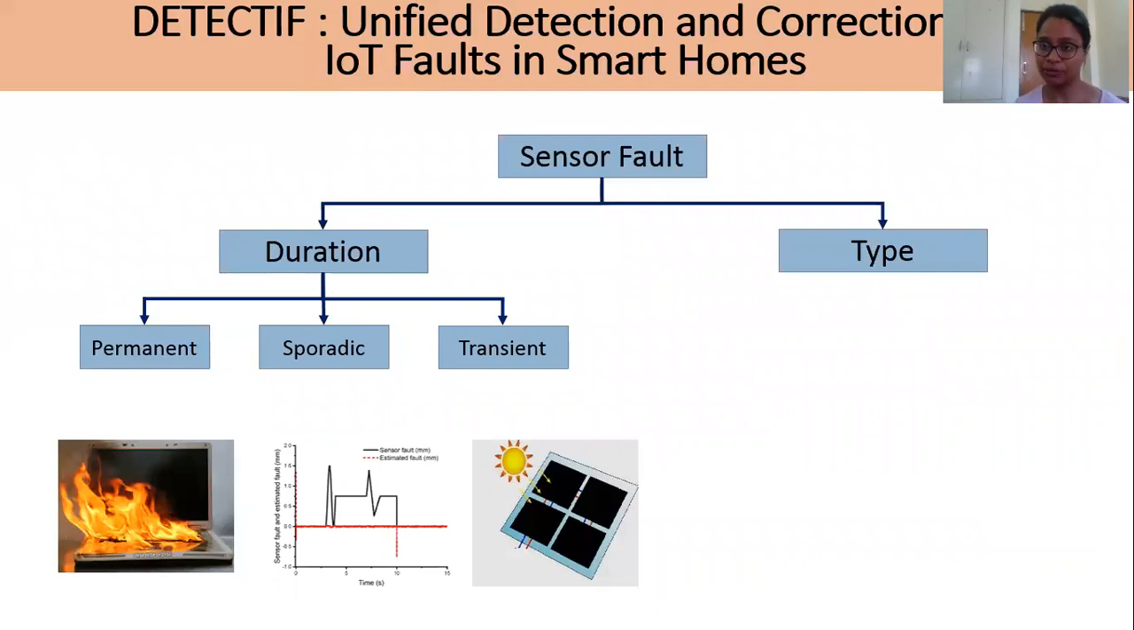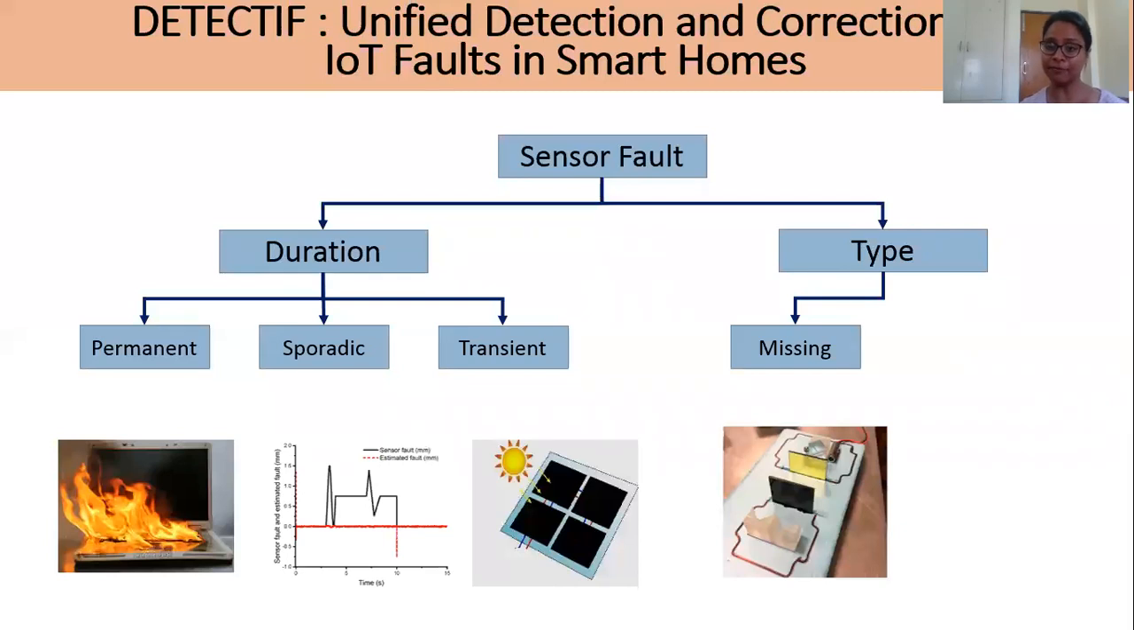So when the environmental condition is removed, the sensor goes back to behaving normally. So that is a transient fault. And if you look at it from the type perspective, there are missing faults, meaning that a sensor which was supposed to give some sort of value is not giving it, in this example due to some obstruction, perhaps some furniture or a glass wall or things like that.